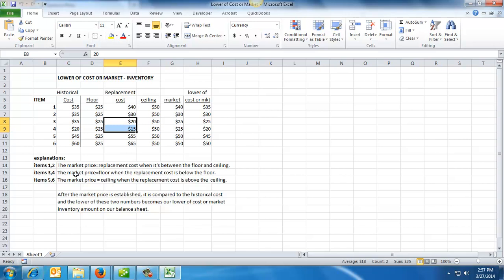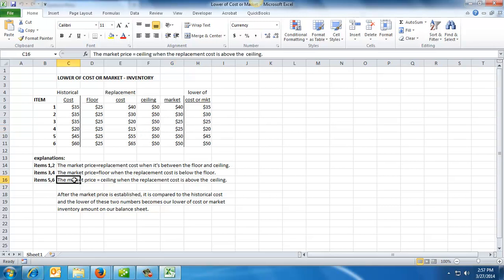In scenarios 3 and 4, the market price is going to end up being less than the floor. And we can never go less than the floor in our replacement cost to establish our market price. So in these two cases, because our replacement cost is below the floor, we establish the floor as our market price. In scenario 3, our market is below our cost, so we write it down to the market price, or we'll record a journal entry later to devalue the inventory. And in this case, the cost is still below, so we keep it at the cost.